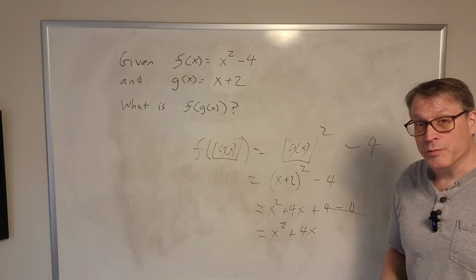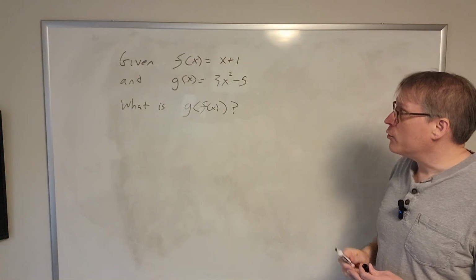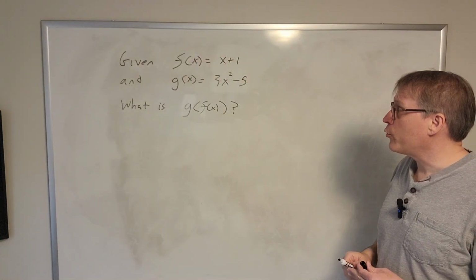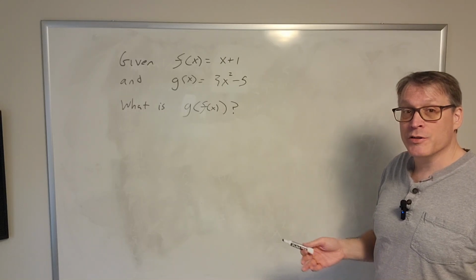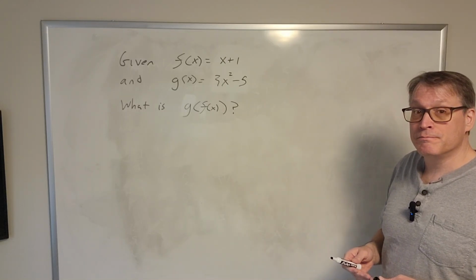Let's try one last one. You do this one. F of x equals x plus 1. G of x equals 3x squared minus 5. What is g of f of x? Pause the video. Resume when you're done.